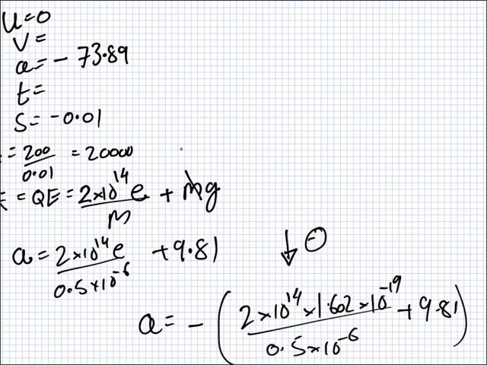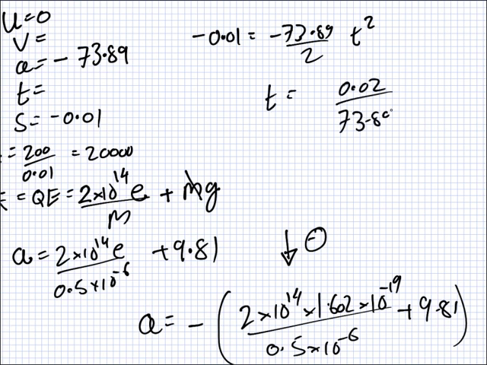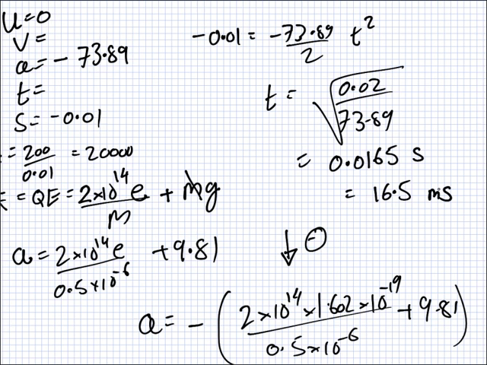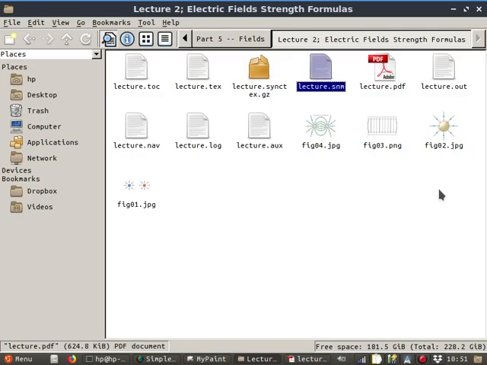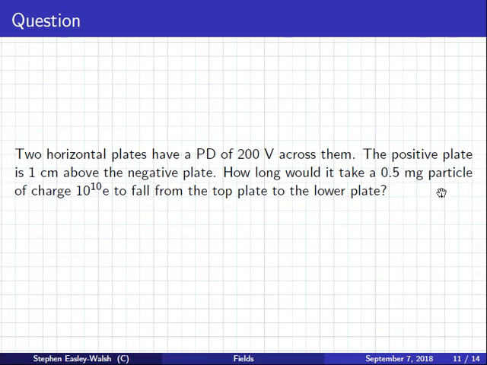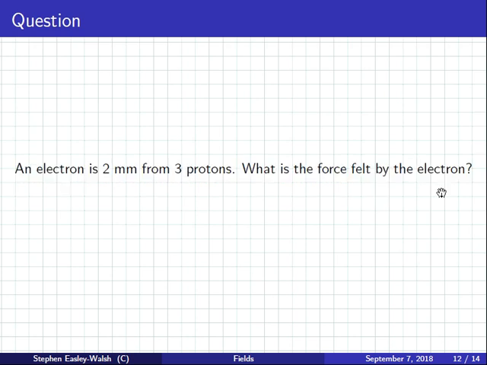Yeah, that's good. So, how could I get the T? I could say S equals UT plus a half A t squared. So t would be the square root of 0.02 over 73.89, which is 0.0165 seconds, or 16.5 milliseconds. Continue? Okay. Right.